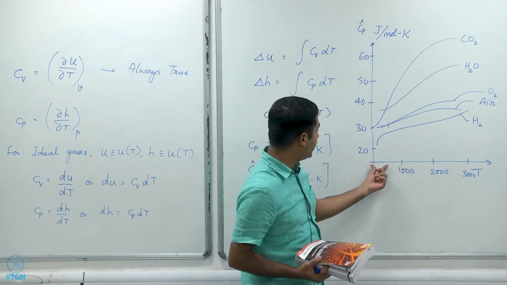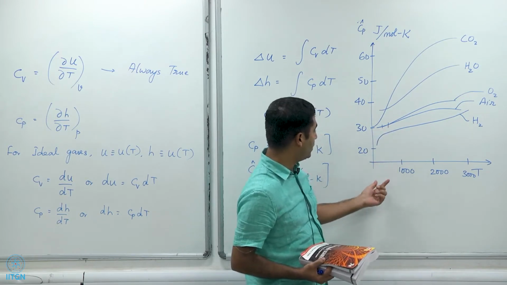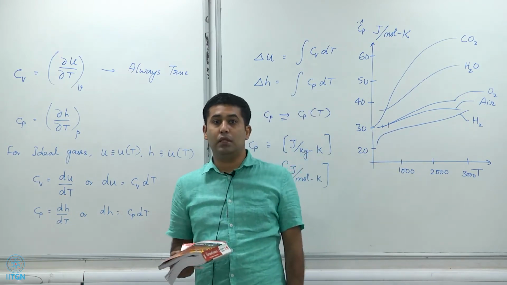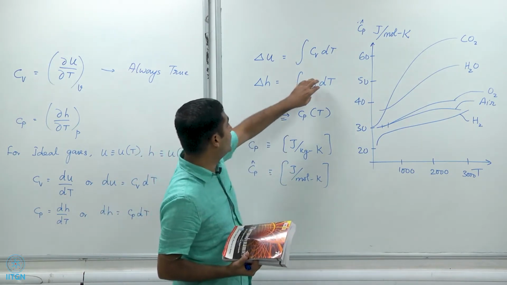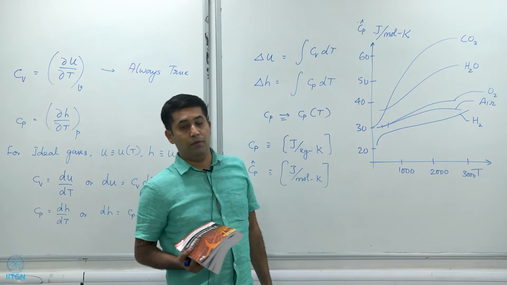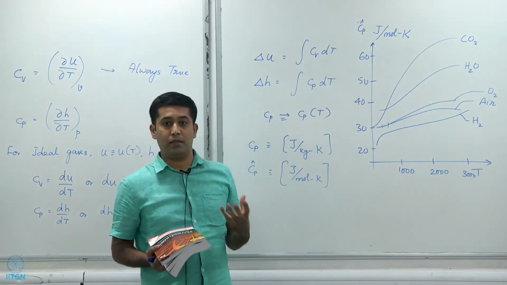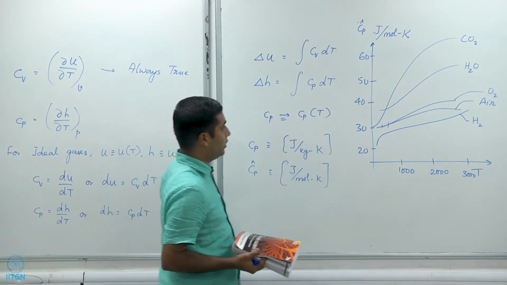And at very low temperatures, even for air or hydrogen, I might not be able to assume that Cp is constant with temperature, right? And so if I pull this Cp out of this integral, I will be getting a much larger error that I want to avoid, right?